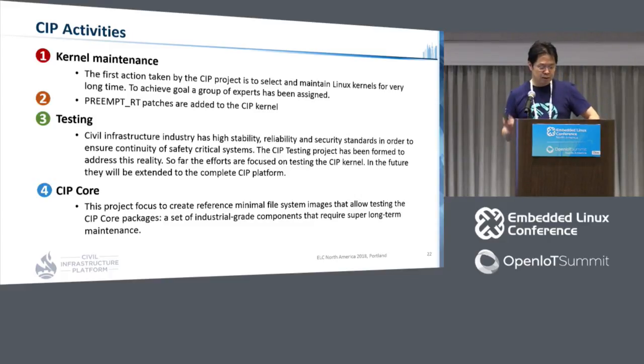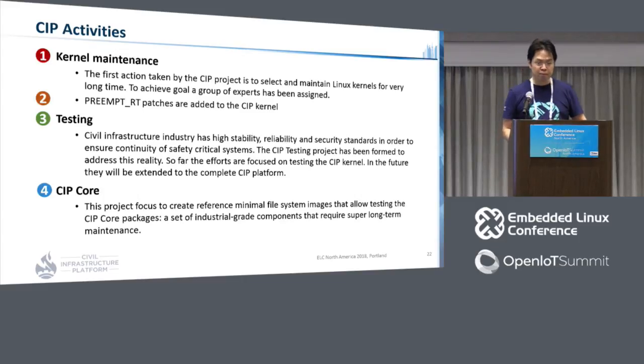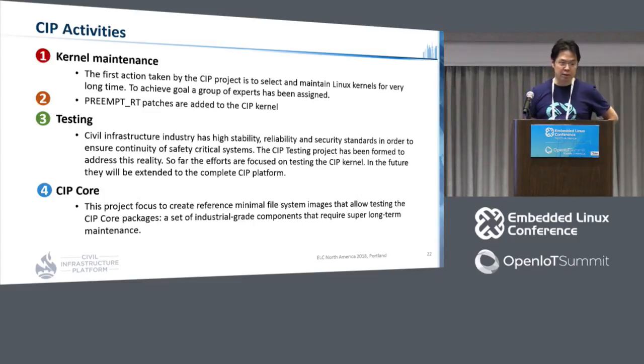So the first one is the kernel maintenance. We created a super long-term kernel based on the Linux kernel stable. And after that, we merged a preempt RT patch on top of the CIP kernel. This is actually based on the stable RT. And after we selected the CIP kernel, we also need to test the kernel. So we created a testing environment, which is called board at desk. I will explain later. And finally, we created a CIP core, which includes a CIP kernel and the open source components.